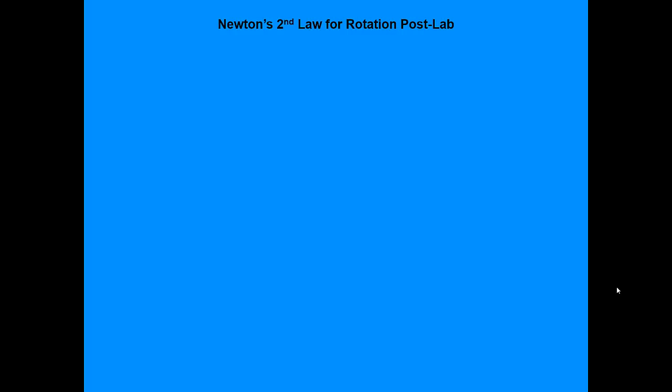Hello everyone, and welcome to the Newton's second law for rotation post-lab, in which we try to create a math model that is like Newton's second law, net force is mass times acceleration, but for rotating objects, rigid objects rotating about fixed axes. So what we did in this lab was that we calculated a torque and measured an angular acceleration, and kind of changed the torques and measured the angular accelerations as we went.